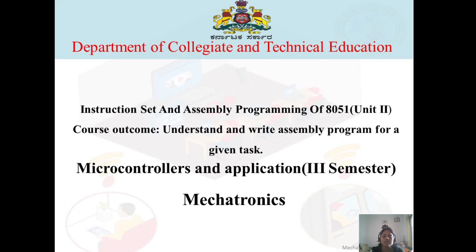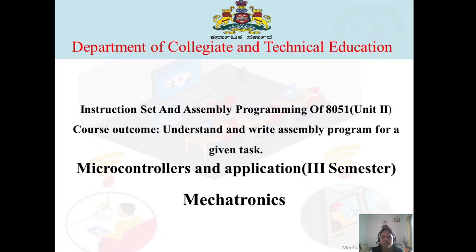Then we have seen the unconditional jump instructions. What is an unconditional jump instruction? In the unconditional jump, it will jump to the specific address without any condition. It will not have any condition. Then we have seen three instructions, that is AJMP, LJMP and SJMP instructions. So in today's session, I am going to give a lecture on conditional jump instructions.